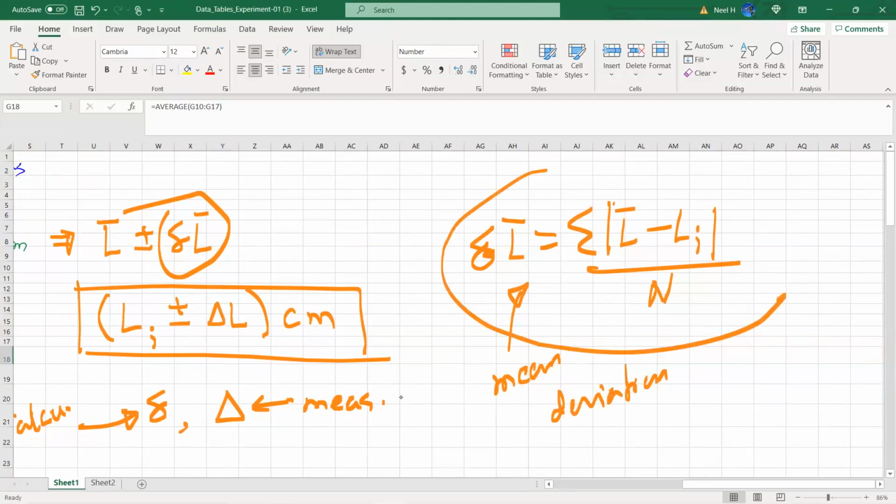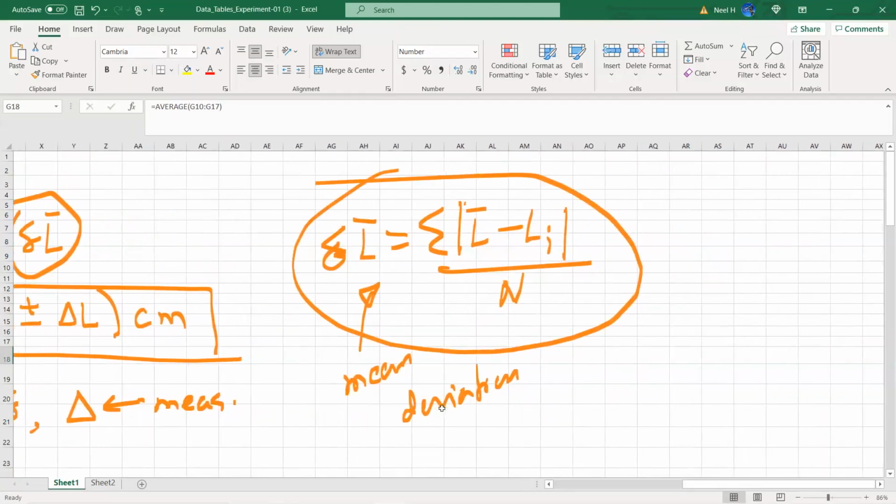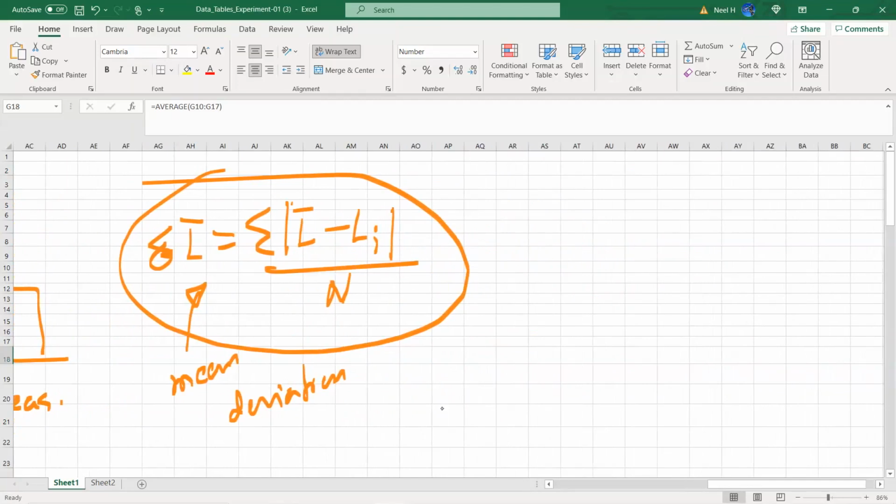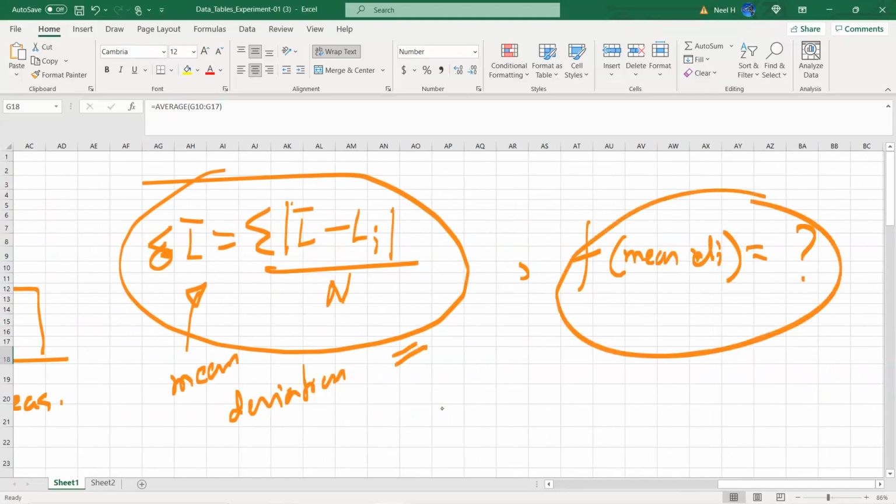This is actually the longer way. But there's a shorter way too, because Excel has built-in functions for most of these. If I want the mean deviation, Excel has a function for it, and I can use that function directly. We will do both right here, but as the semester progresses, in the next lab and the following labs, we don't need to use the detailed way. This is the longer way. We can use the Excel function directly if needed.